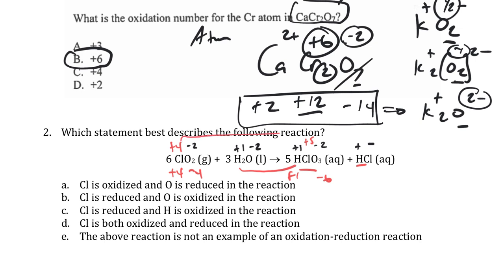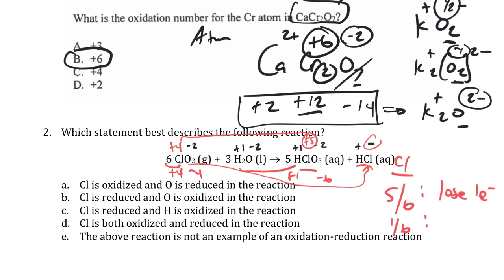Chlorine is going to the +5 state, and some of them are going to the -1 state. So 5 of them go to the +5, and one of the 6 chlorines in the reaction goes to the -1. So 5 of the 6 chlorines are losing 1 electron, and one of the 6 chlorines gains 5 electrons to go to the -1 state. We actually have chlorine being both oxidized and reduced in this reaction.